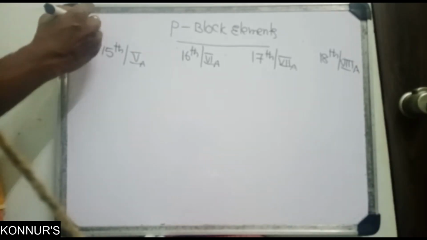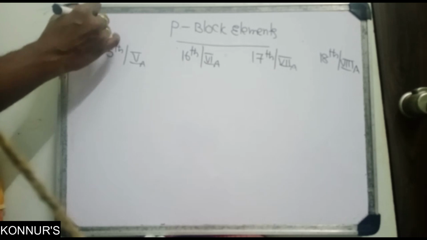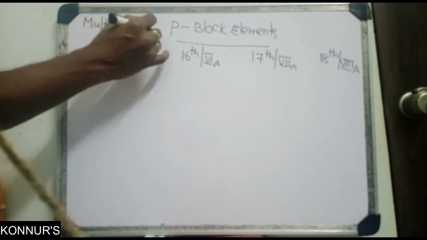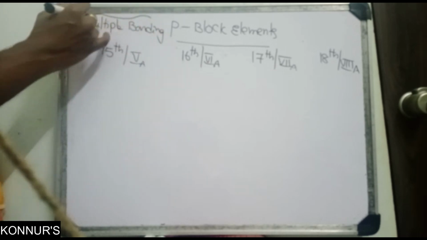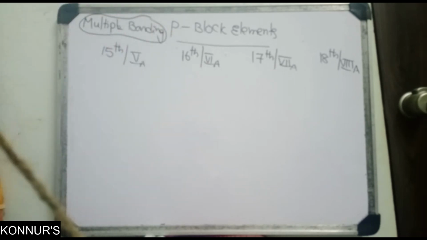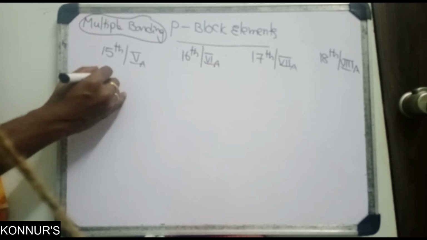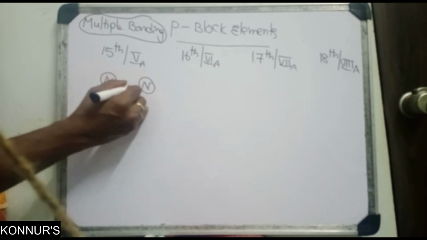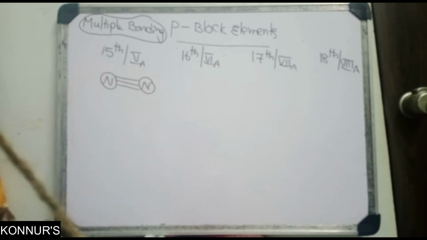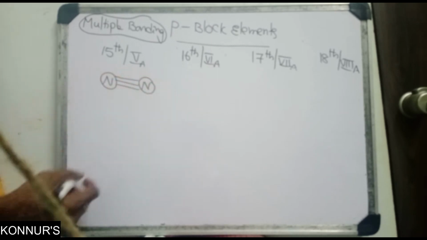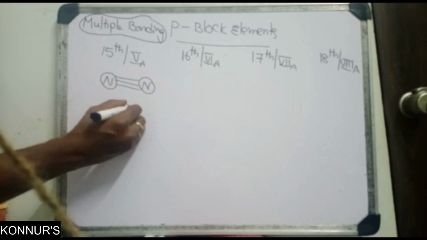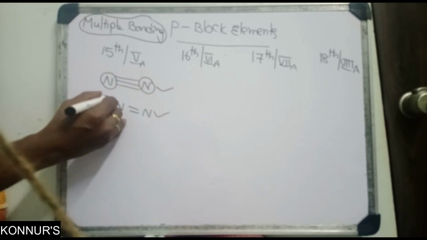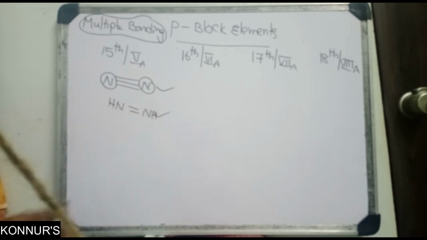Next concept, you can see multiple bonding nature. See, nitrogen is small in size, another nitrogen is small in size, so they are very close. You can get a triple bond, so it forms multiple bonds. N double bond N is also possible. Next, that is NH and NH.